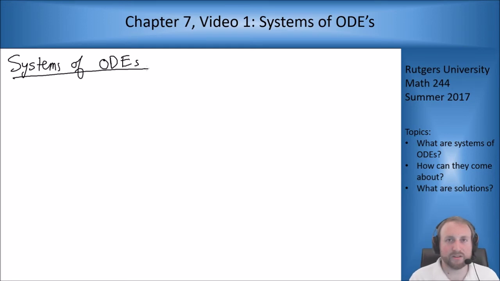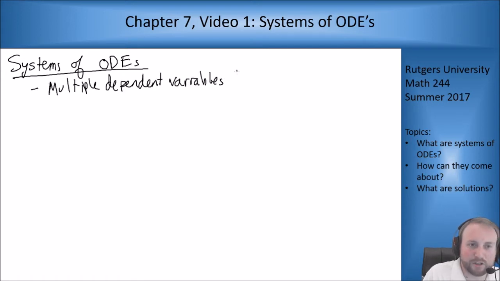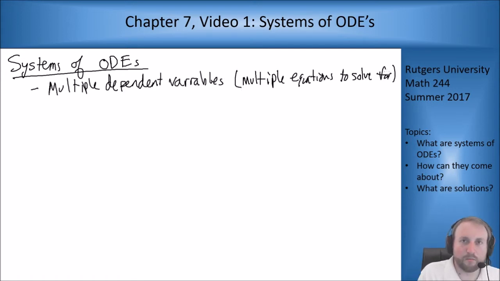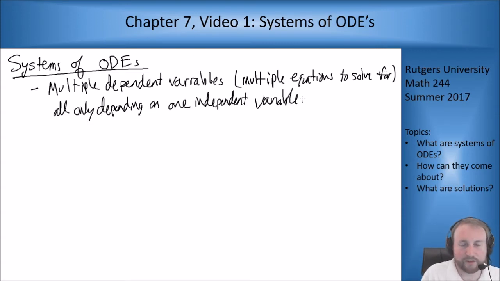So the first main question to ask about this is obviously, what are they? What are systems of ODEs? We talked about this at the very beginning of the course. The thing that distinguishes a system of ODEs from just an ODE itself is that systems of ODEs have multiple dependent variables, all of which depend on a single independent variable, which we're going to denote by t, and usually refers to time. So systems have multiple dependent variables, which basically means multiple equations to solve for, but they all only depend on one independent variable, which you can think of as time.